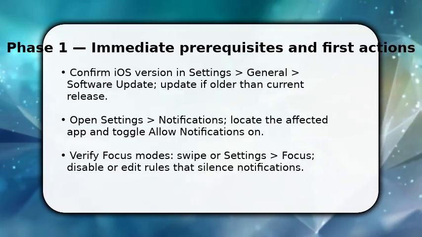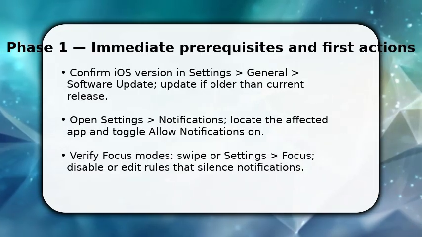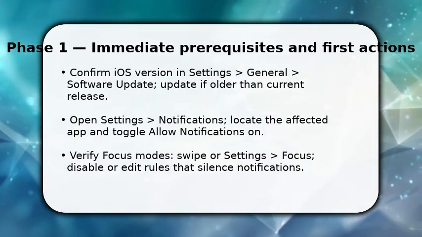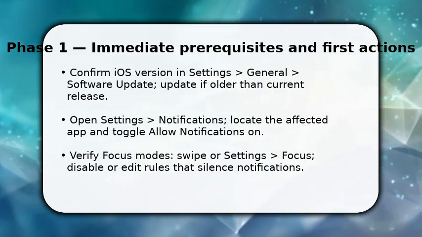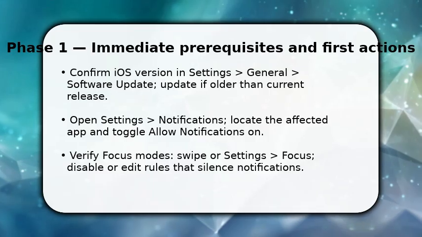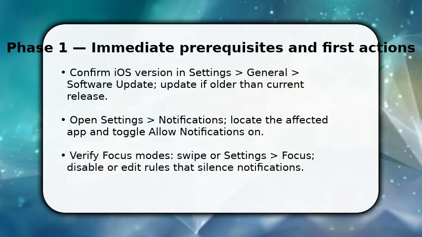You start by confirming prerequisites. Make sure your iPhone is on the latest iOS release and the app is installed. Next, open Settings, go to Notifications, find the app and turn Allow Notifications on. That enables alerts at the system level.